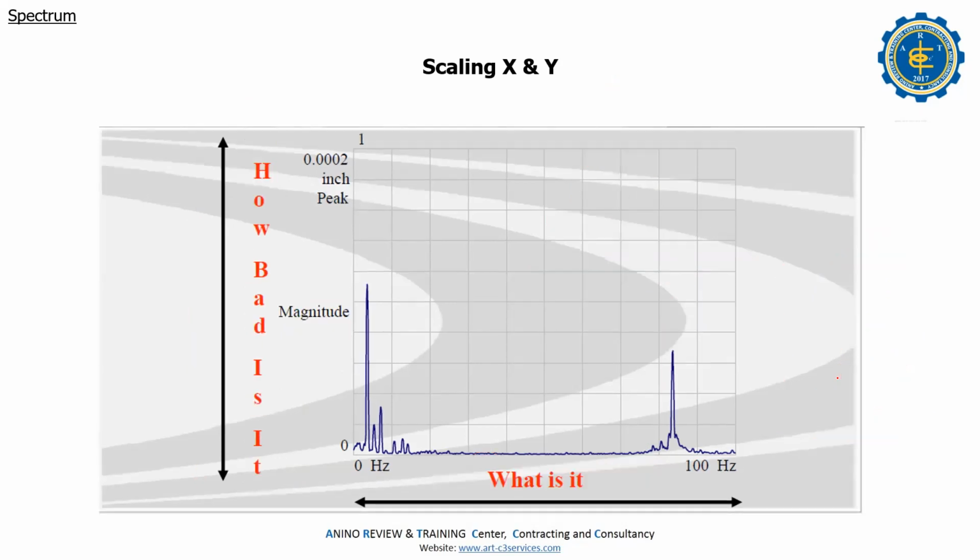Okay, so this magnitude or amplitude tells us how bad it is, right? Meaning how bad is it? Maybe the vibration is too high. It is maybe 10 mm per second, so it's very high. How bad is it? And what frequency is it? So maybe it is at 120 hertz, right?